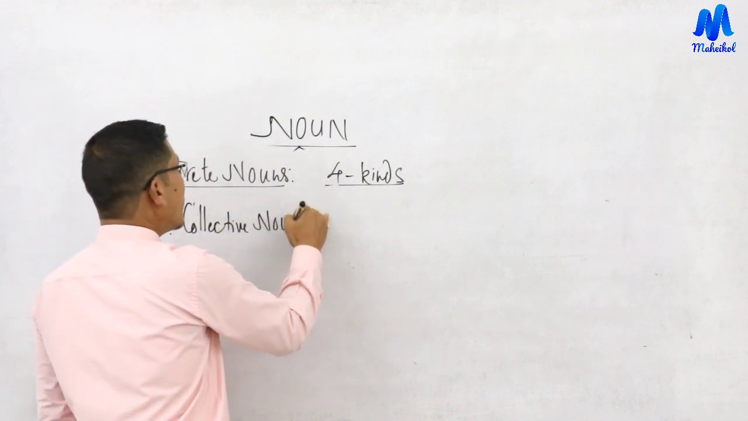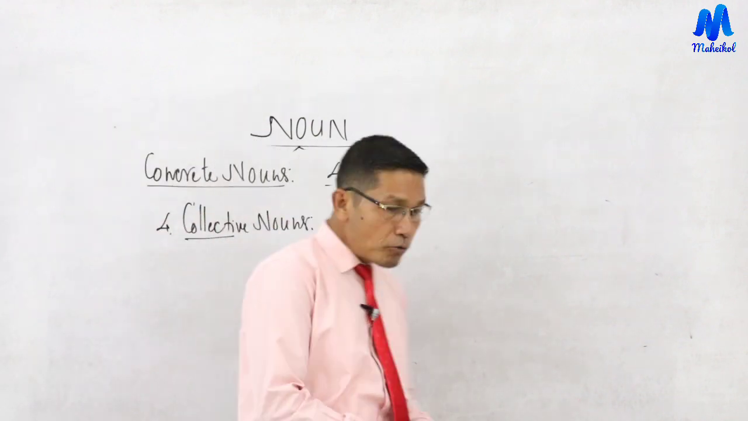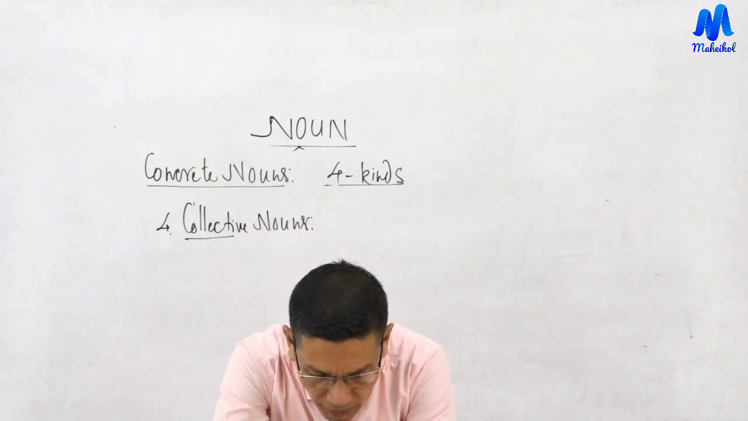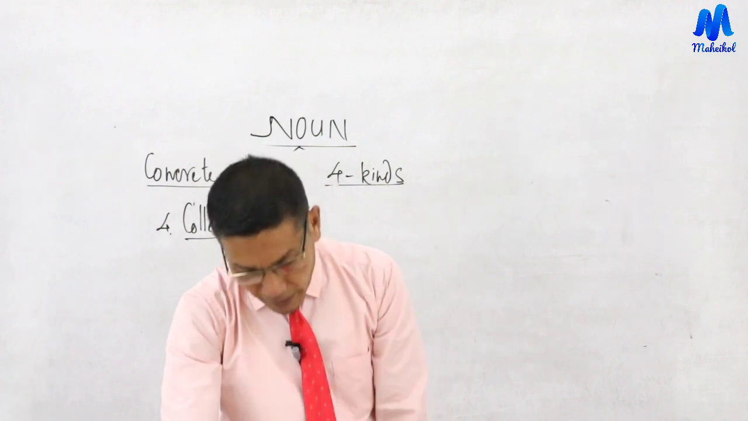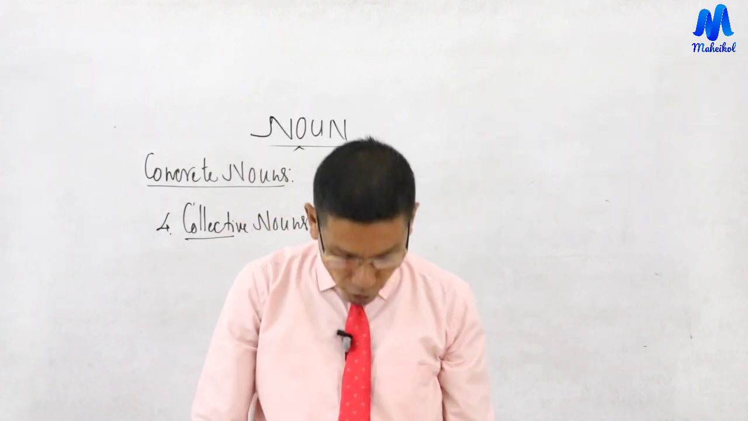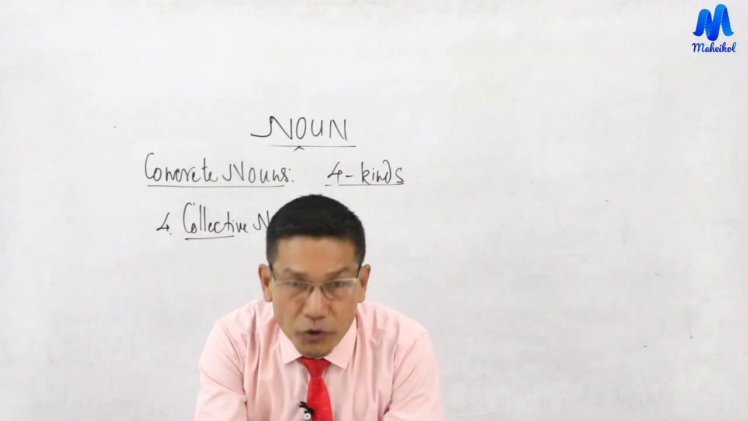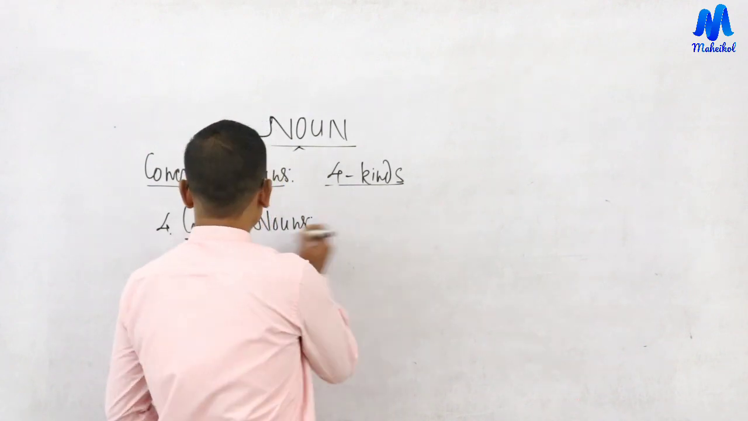Collective nouns. Collective means a collection of things. Collective nouns are the names of a group or collection of things, whether animals or persons.